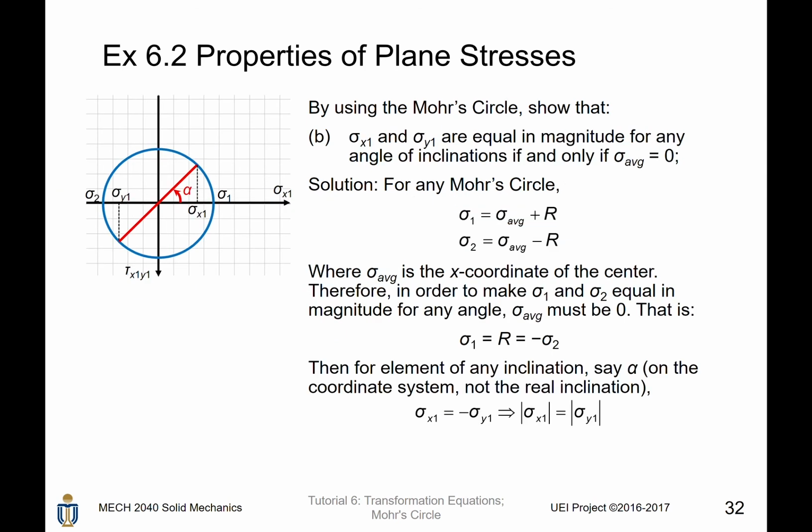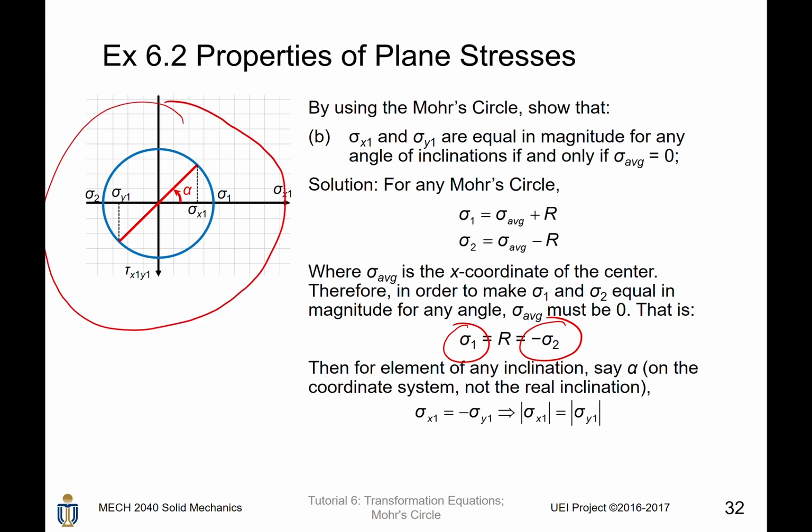Next, you are going to show that sigma x1 and sigma y1 are equal in magnitude for any angle of inclination if and only if the average direct stress is 0. To do this, first we have a look at the circle. For any Mohr circle, we know that the principal stresses sigma 1 and sigma 2 equal average plus minus R. First, we try to make the principal stresses equal, so we set sigma average equals 0 so that the principal stresses have the same magnitude. Then we can draw a Mohr circle as shown here.